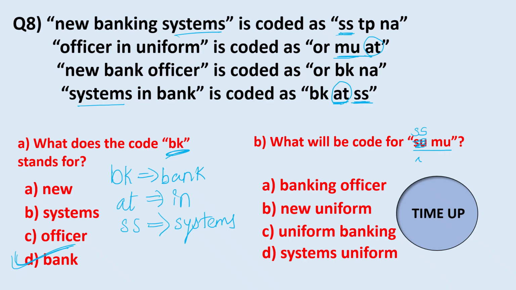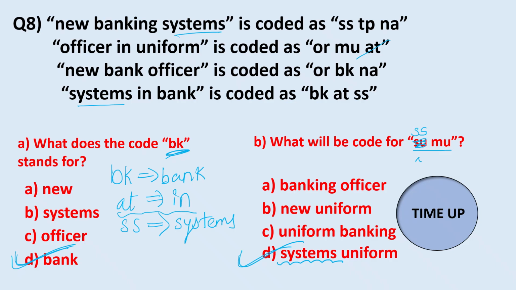So SS stands for systems. So where in the option you have systems? Only one option you have systems. So option D is the correct option. No need to solve further also. But I'll solve it. MU. MU stands for what? So in stands for at. Okay. Now MU stands for what then? See, or and MU is there, correct? At you have already got. At stands for in. So at you cancel.